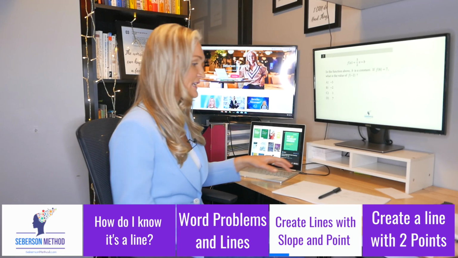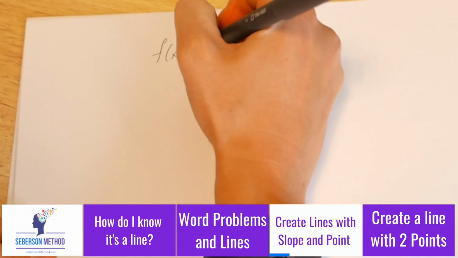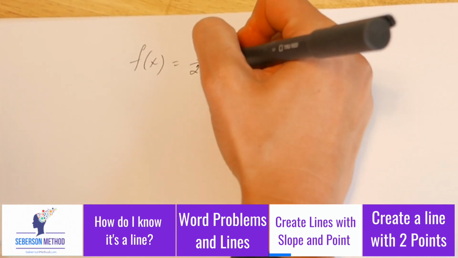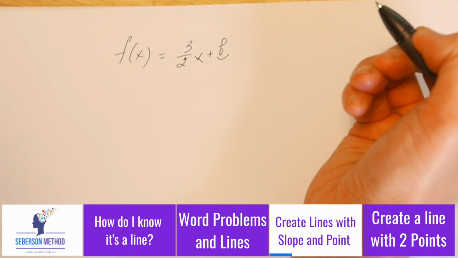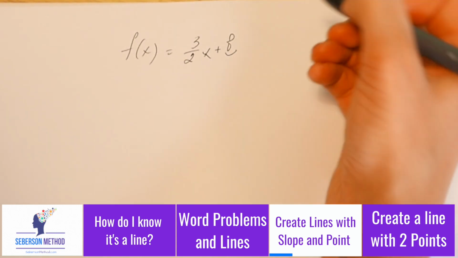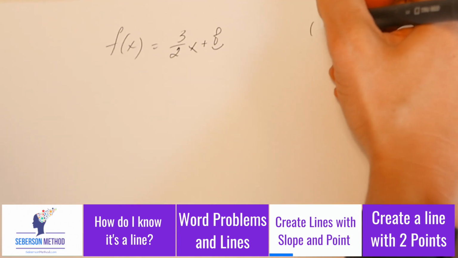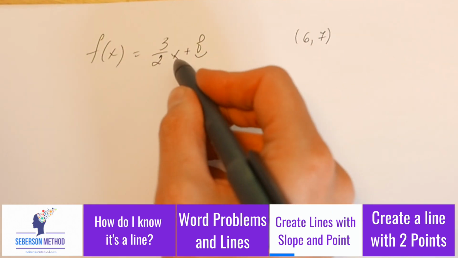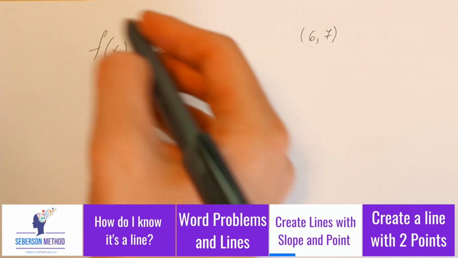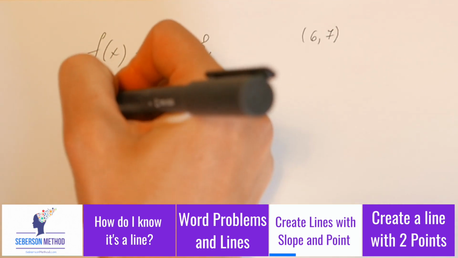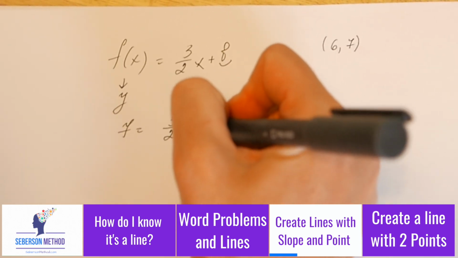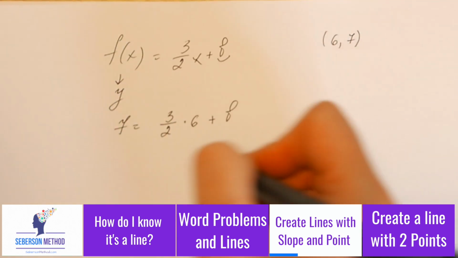So let's do it together. Okay, so this is our equation, f of x equals 3/2 x plus b. We don't know yet what our b is, but that's okay, because we're going to figure it out. Since we're given a point, 6, 7, we're going to plug in 6 for x, and we're going to plug in 7 for f of x. f of x is the same as y. So 7 equals 3/2 times 6 plus b.